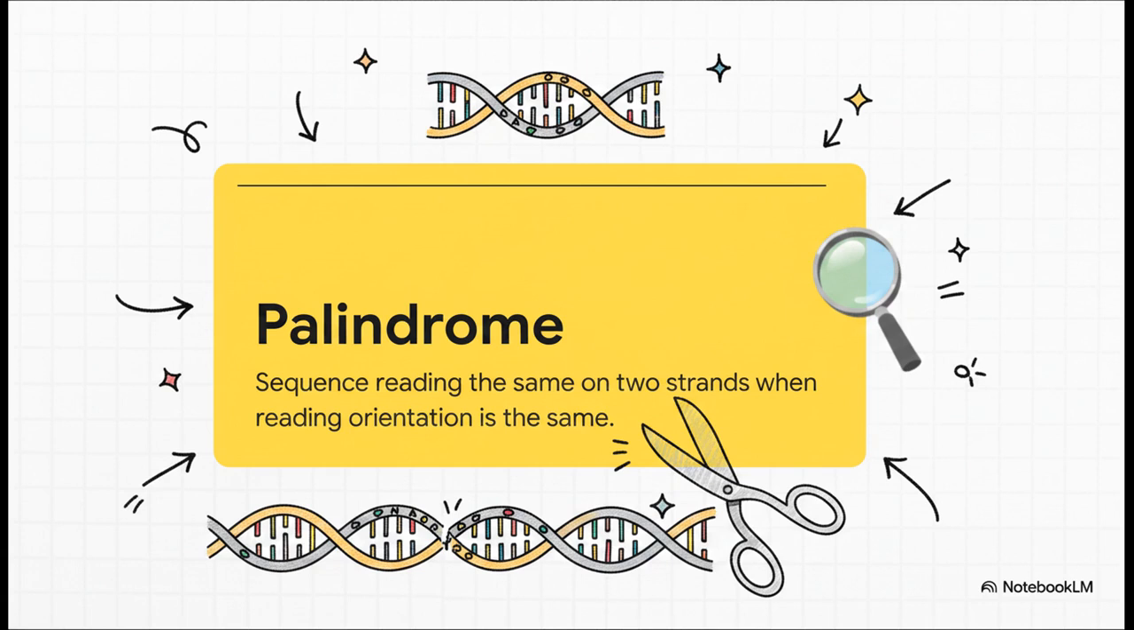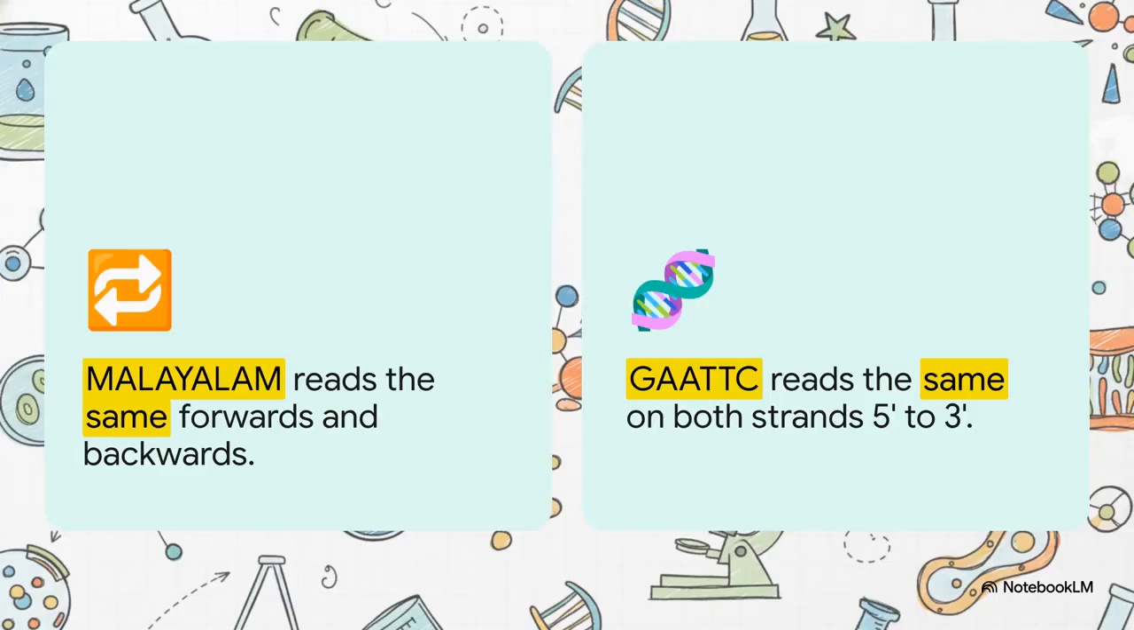In everyday language, it's just a word that reads the exact same forwards and backwards. This is absolutely crucial for understanding our molecular scissors, because these restriction enzymes are literally patrolling the DNA specifically looking for palindromes. Now, what's really interesting about this slide is how we translate a normal word palindrome into a DNA palindrome. Take the word malleolum.